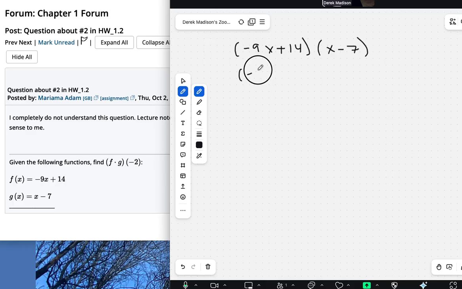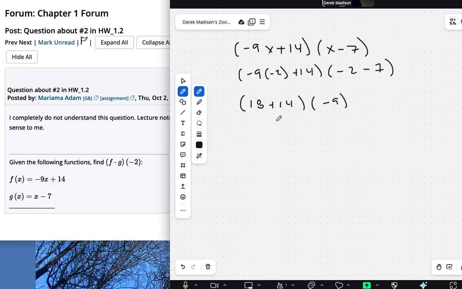So plugging that in, we'll get -9 times -2 plus 14, and then -2 minus 7. From there, we just need to clean up each of these and simplify, and then multiply those two results together. So this would go 18 plus 14, minus 2 minus 7 would be minus 9, 18 and 14 would be 28, 32, times -9, and I think if you multiply those together, I think that comes out to -288.